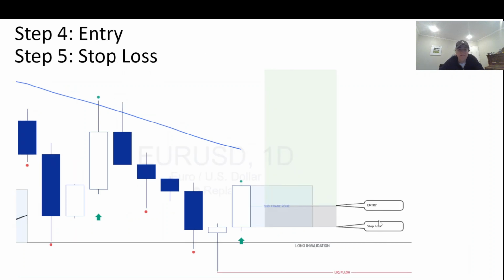And then, simple, your entry goes at the 50% mark, and your stop loss, do it like a couple of 2-3 pips below the bottom. But essentially, the stop loss is at the bottom of the body. Okay.